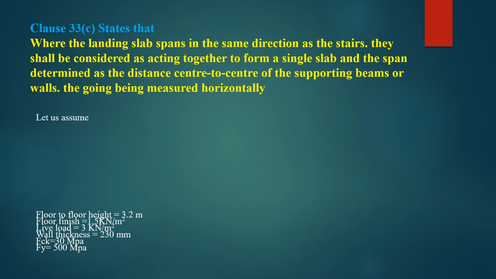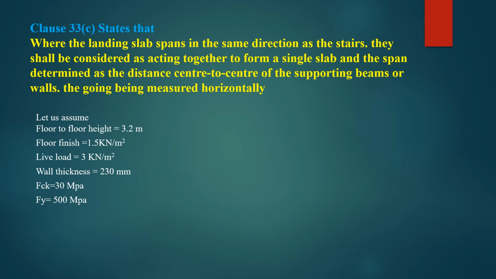So let us assume something. Floor to floor height will be 3.2 meter, floor finish 1.5 kilonewton per meter square, live load 3 kilonewton per meter square, wall thickness will be 230 mm, fck and fy 30 MPa and 500 MPa respectively.